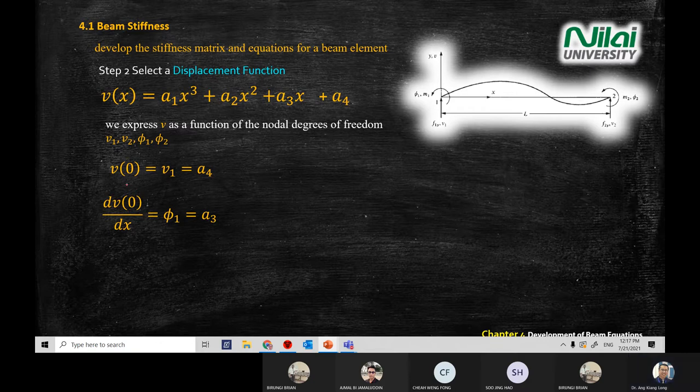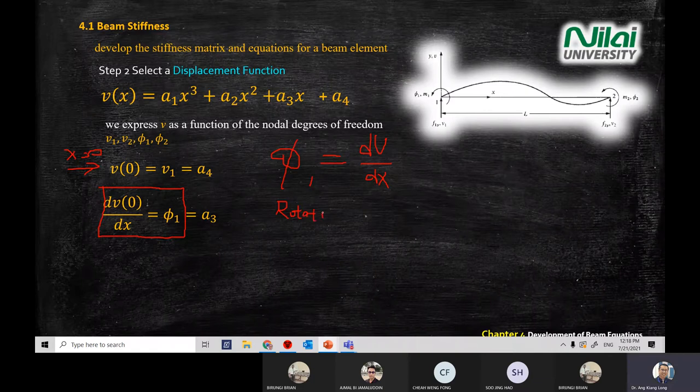We're going to differentiate the equation at point 1 first. At point 1, x equals 0, you get A4, and A4 equals V1. If you differentiate over x at 0, you will get phi 1 or theta 1. This is the definition to get your rotation angle. The rotation angle theta or phi 1 is the change of your vertical displacement. How do you define the change of vertical displacement? You take V over X, so the change dV over dX gives you your rotation angle.